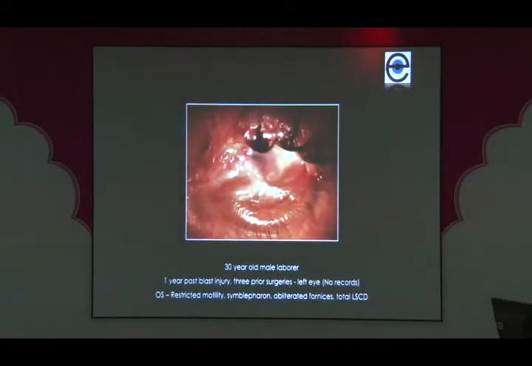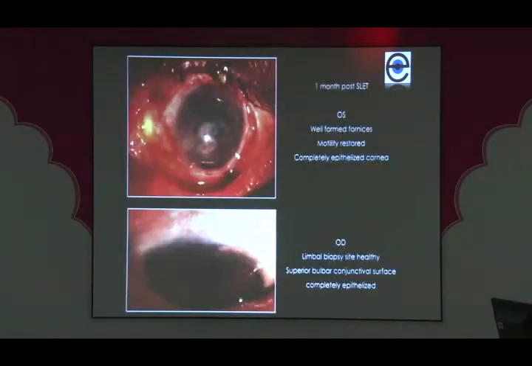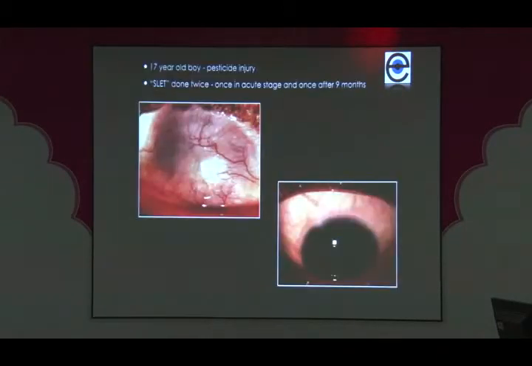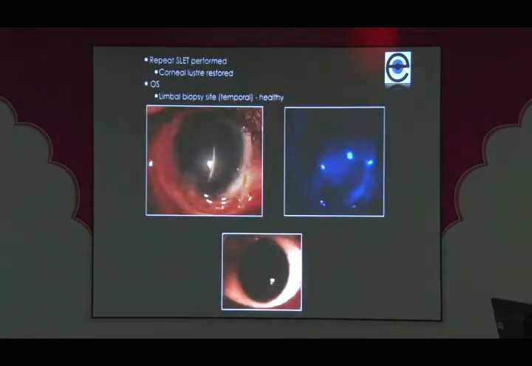A 30-year-old laborer with blast injury and completely obliterated fornices, dermalization, and total LSCD. And this is the same eye after SLET with a conjunctival autograft, no other special procedures done. A 17-year-old boy with pesticide injury, SLET done twice earlier. You can see some focal incursions of the conjunctiva where the earlier limbal biopsy had been taken from the other eye. And this is again after SLET, the same eye.